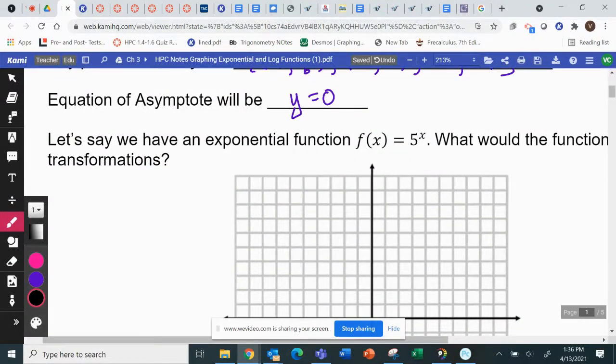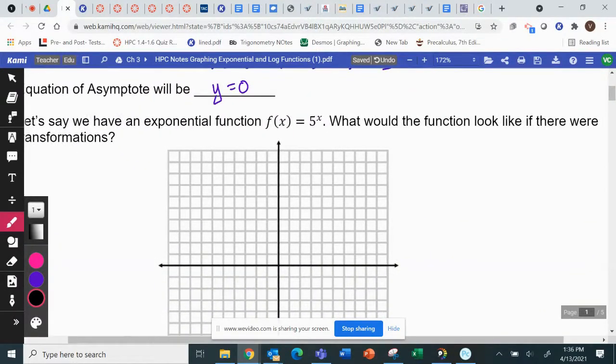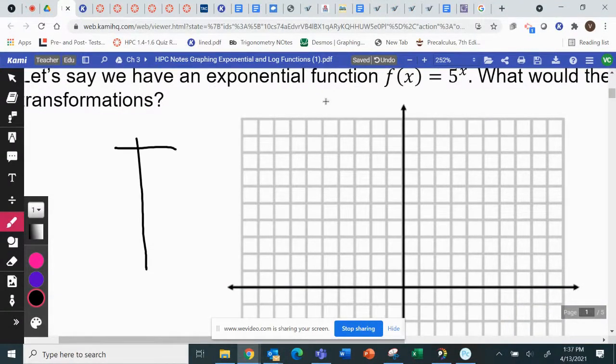So let's say we have an exponential function of f of x equals 5 to the x. Let's see what it would look like. So my y values are going to be 5 to the x. I'm going to use -1, 0, 1. And in my transformation table, I'm going to put y equals 0 just in the y column, because if I do transformations, it will affect our asymptote as well. So I just plug it in the column too.